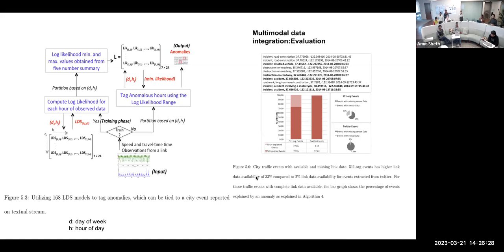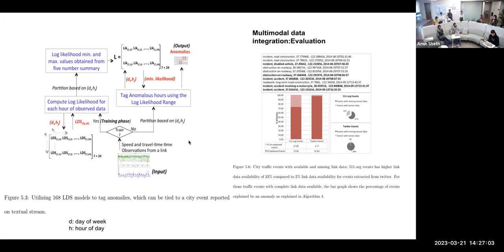And then this is the anomaly model that he has created. To do that, he has used the normalcy model that has been created using LDS, and then computed log likelihood, and then through several processes, he tagged the anomalies that are different from these normalcy models, and detected the anomalies based on these individual models.